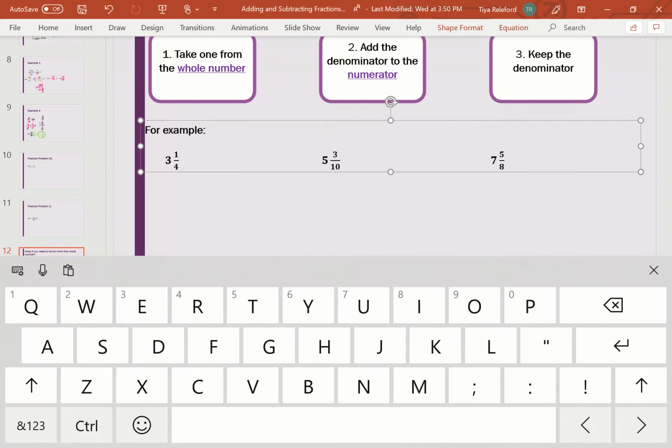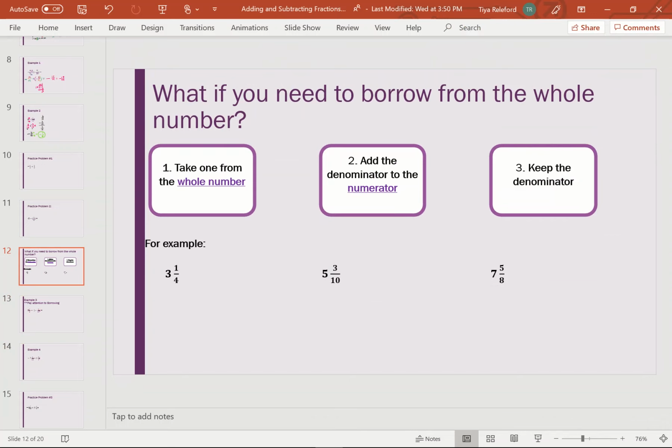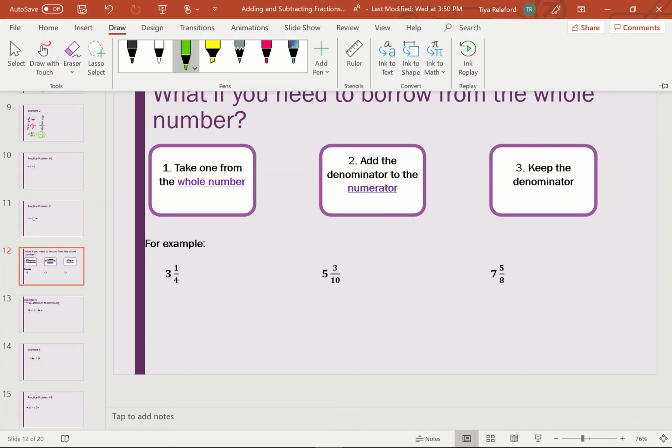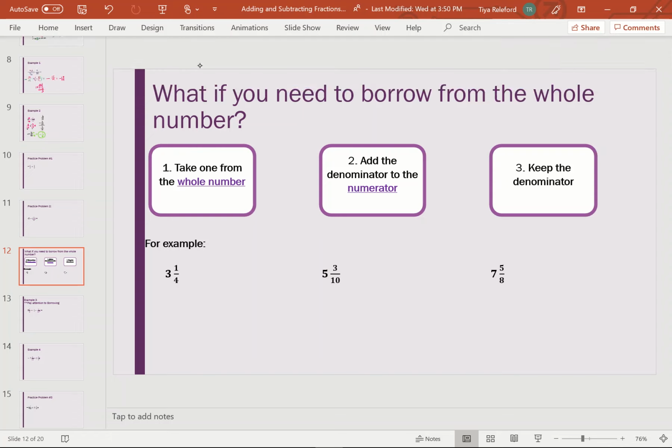So it says, oops, what if you need to borrow from the whole number? You might. So you're going to take 1 from the whole number, add the denominator to the numerator, and keep the denominator. So I'm not doing any actual subtraction here. I'm just practicing borrowing. I'm going to take from the whole number, change it to a 2. And then my numerator, I'm going to add whatever the denominator is. So the denominator is 4, so I'm going to add 4. So once I've borrowed, I have 2 and 5/4.